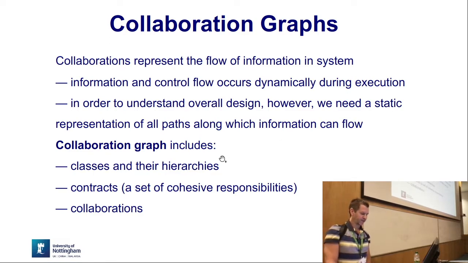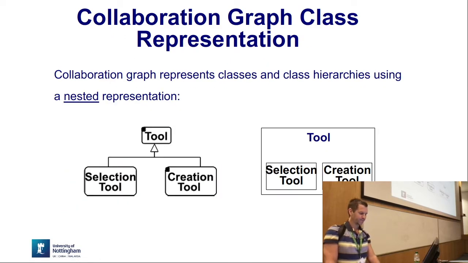Collaboration graphs can include classes and their hierarchies, contracts, which is a set of responsibilities, and collaborations. Here's an example, a collaboration graph class representation. So here's the parent-child hierarchy diagram. We can draw that same diagram as a nested representation where the parent is the big rectangle and the children are smaller rectangles inside the big rectangle. And this is more typical inside of a collaboration graph.